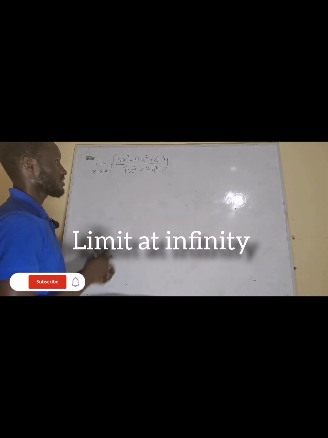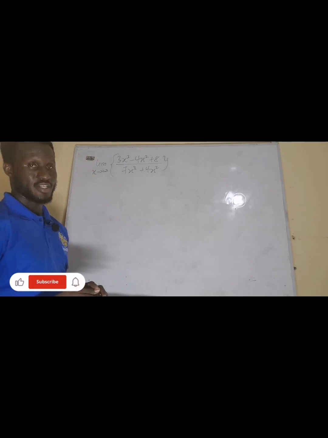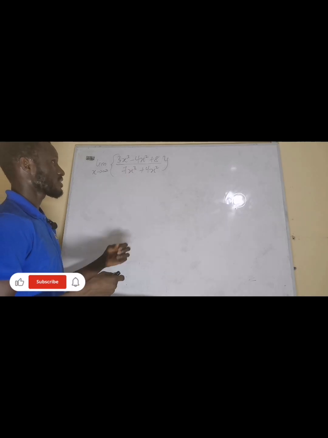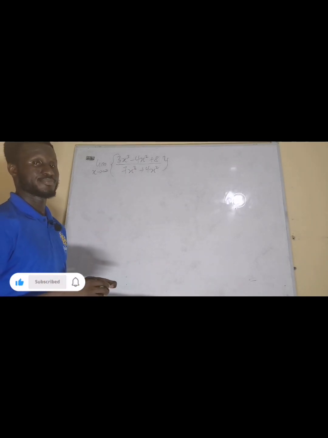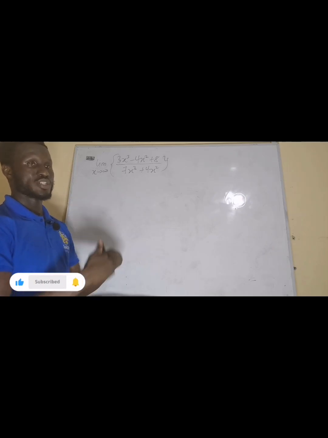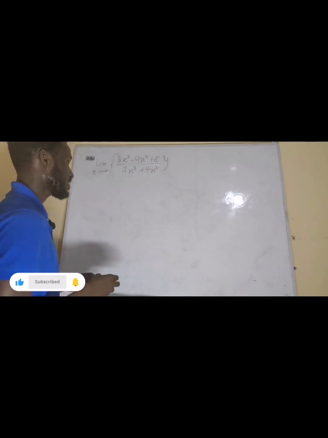Now, with this particular question, we can see that the limit is approaching infinity. The moment you substitute infinity into this equation, everything will tend to infinity. So in our previous video, we talked about how we can deal with the limit when it's approaching infinity. What we do is that we will check the highest exponent of the variable.